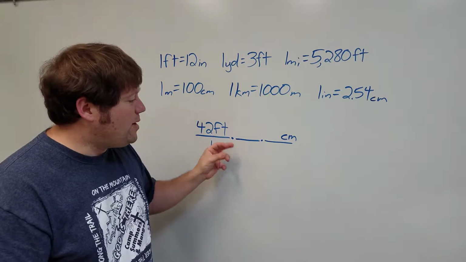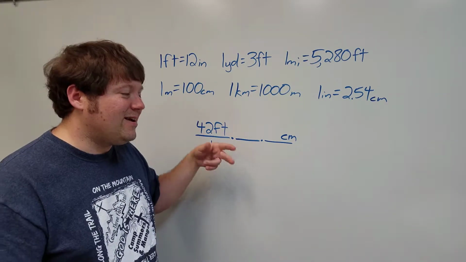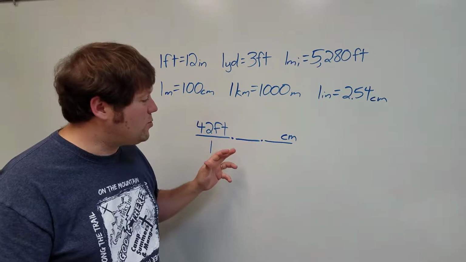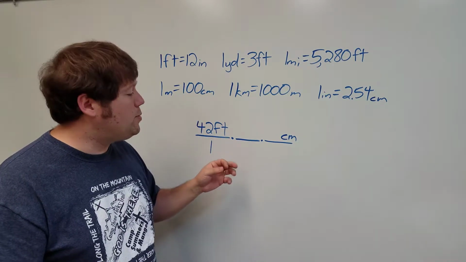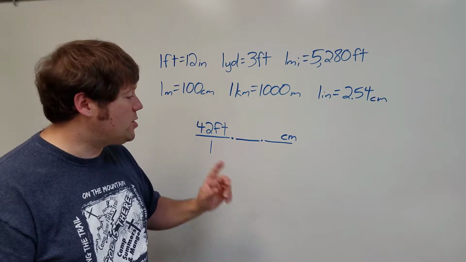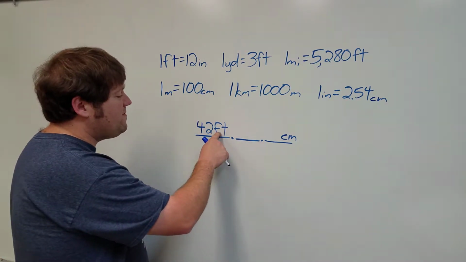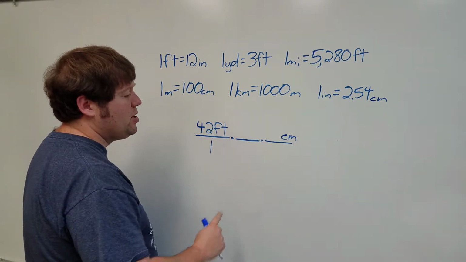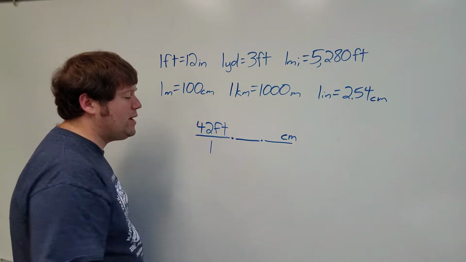Because if we don't wait, we end up trying to kind of guess where the numbers go, and that doesn't work. What you want to do is put the units first, and the units tell us where the numbers go. I'll show you why. We're changing feet to centimeters. We need to figure out what comes in between them.